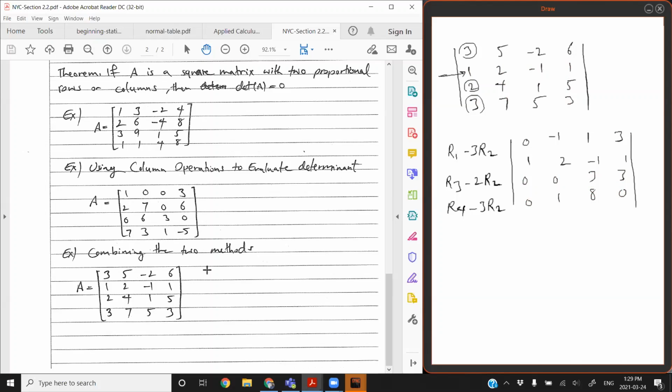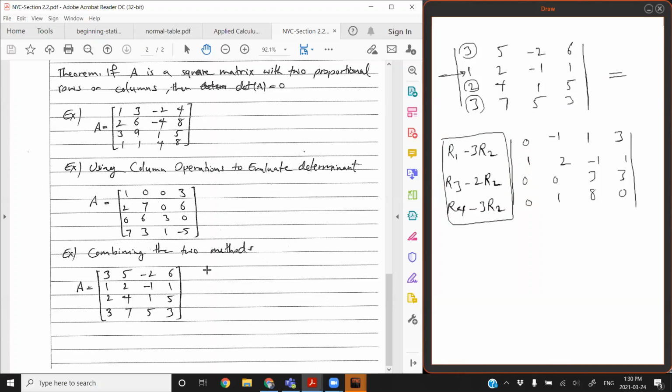Now you can see at this point I have a matrix, and these two have the same determinant, because none of these operations change the determinant. But now we have a matrix for which we can easily find the determinant by cofactor expansion. We just need to expand along the first column.